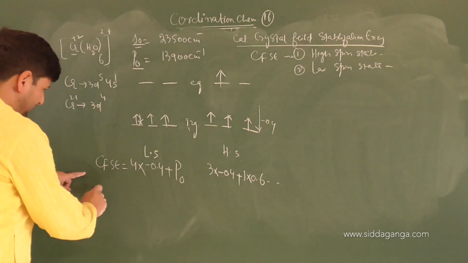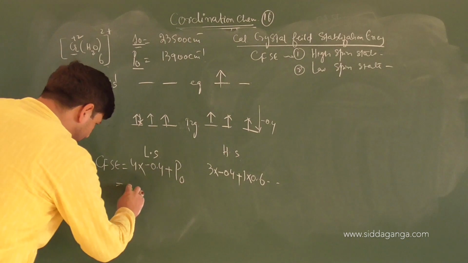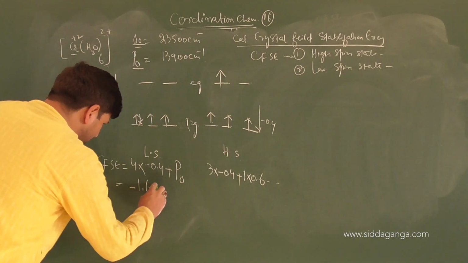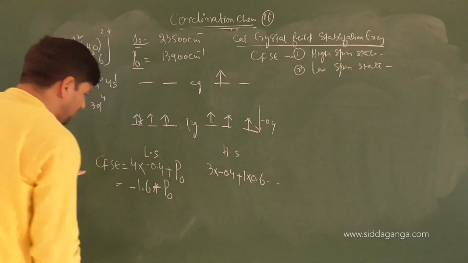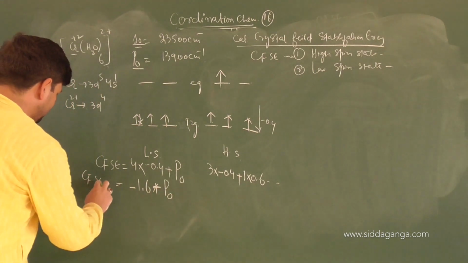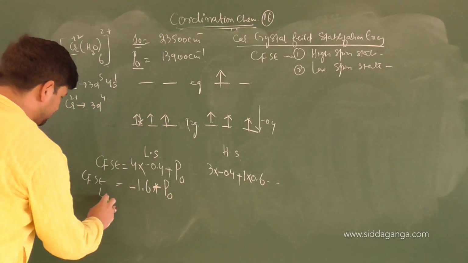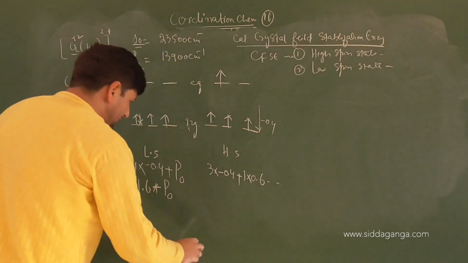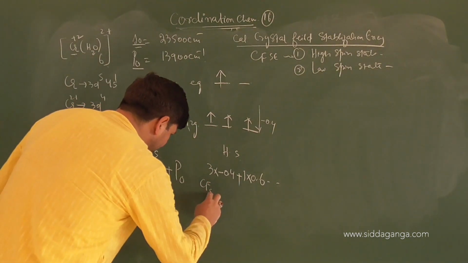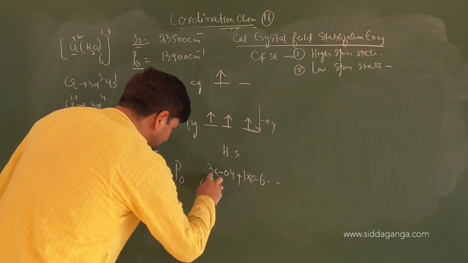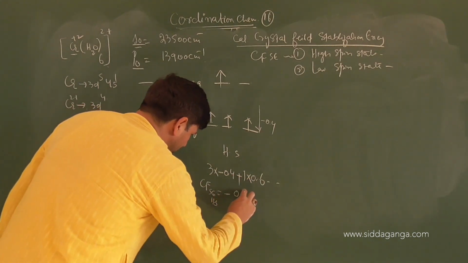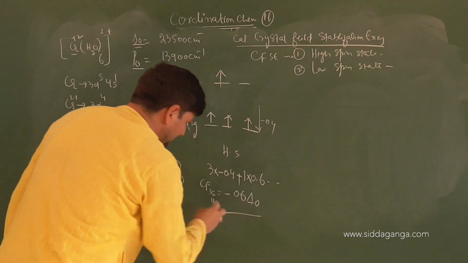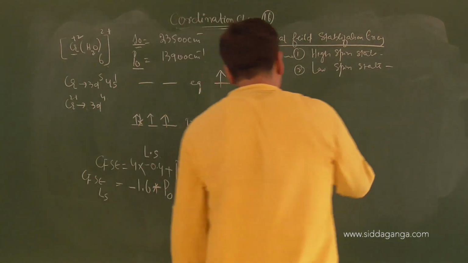Now solving for it, 4 fours are 16, it will be minus 1.6 plus pairing energy in the octahedral field. That is the CFSE in the low spin state. And the CFSE in the high spin state will be 3 fours are 12, it will be minus 0.6 of delta 0. Now let's have a look here.